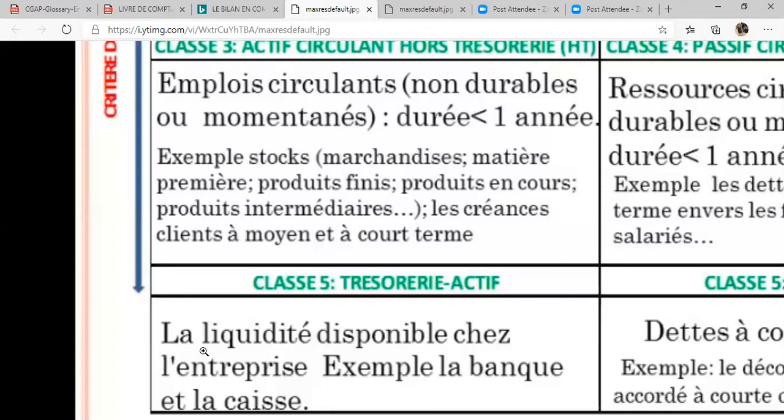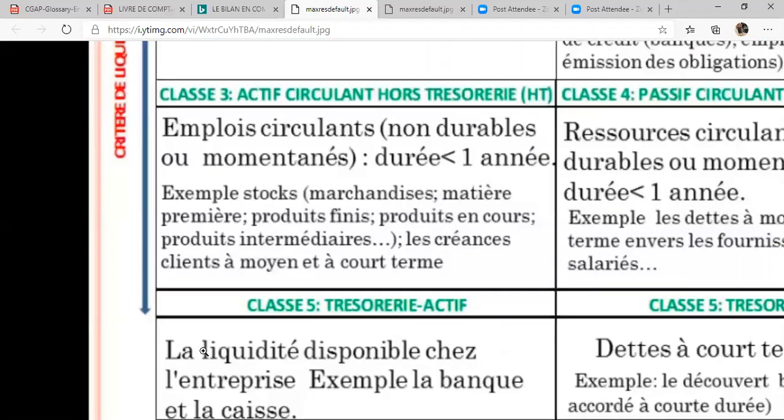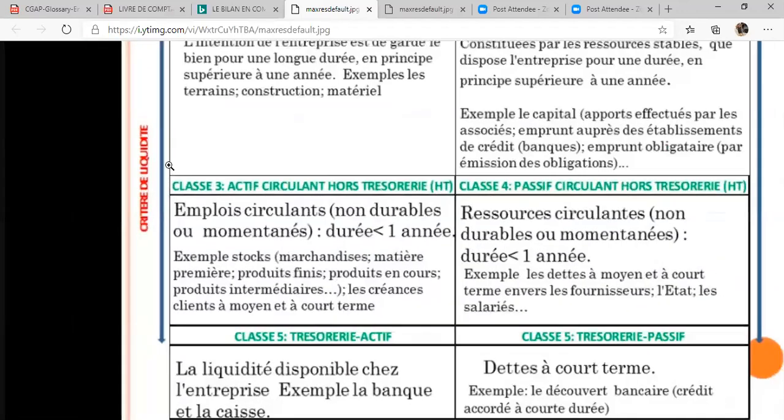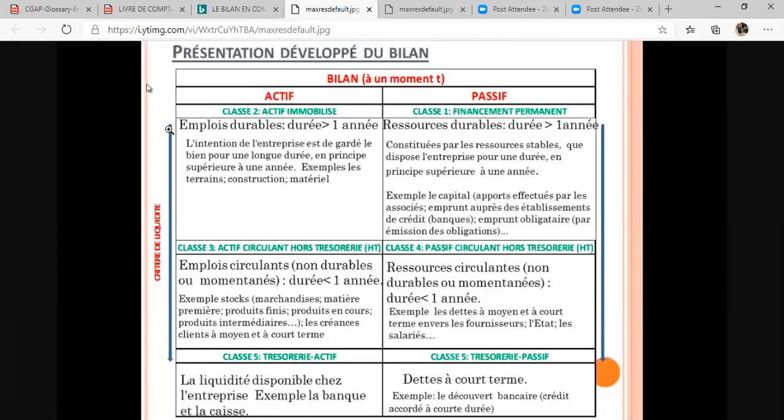So there are things like cash in bank, cash at hand. It says it is la liquidité disponible chez l'entreprise. So that's just money and methods of payment that are available to an enterprise. Then we have this blue arrow. I don't know if you can see it. It draws all the way from there going to the bottom.